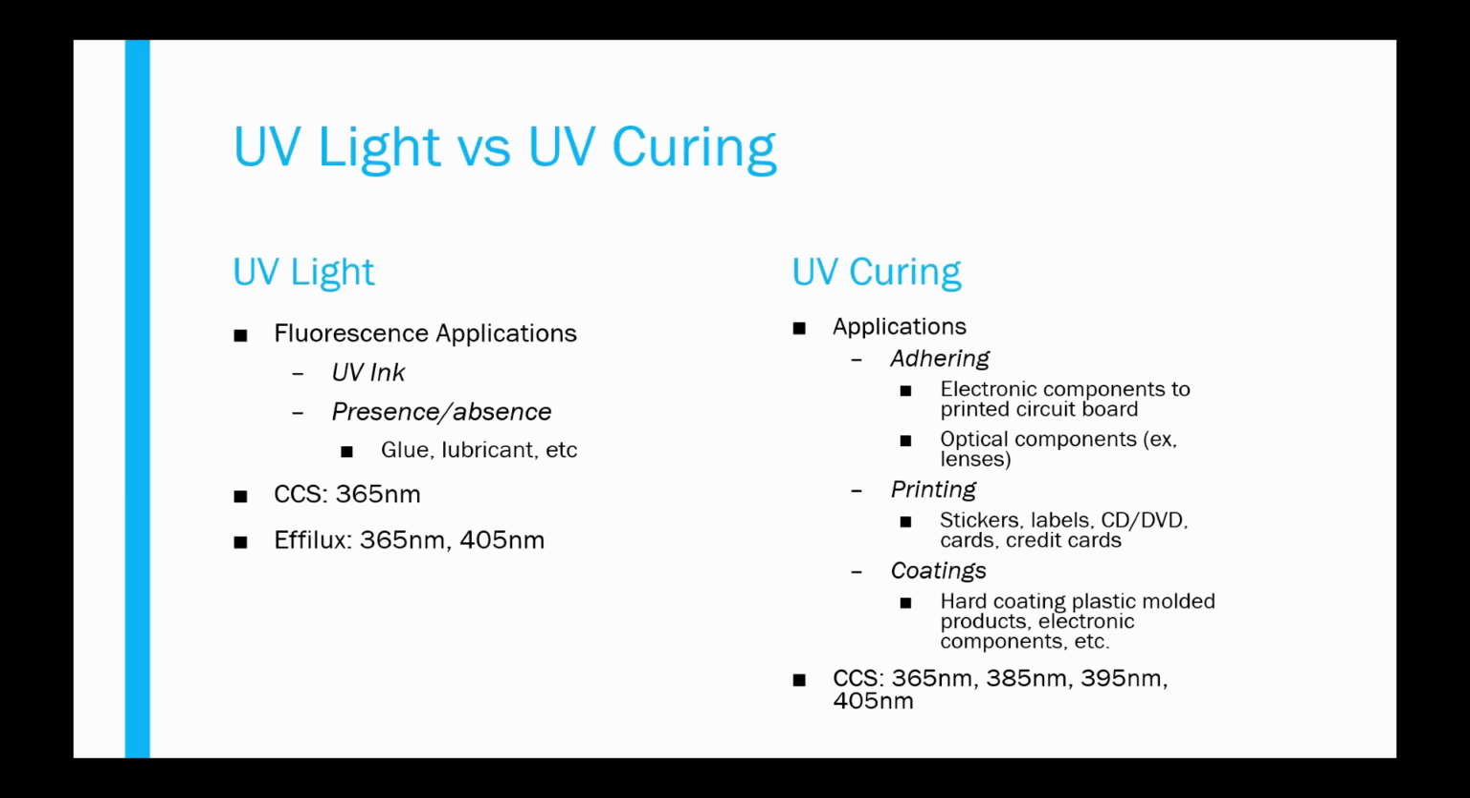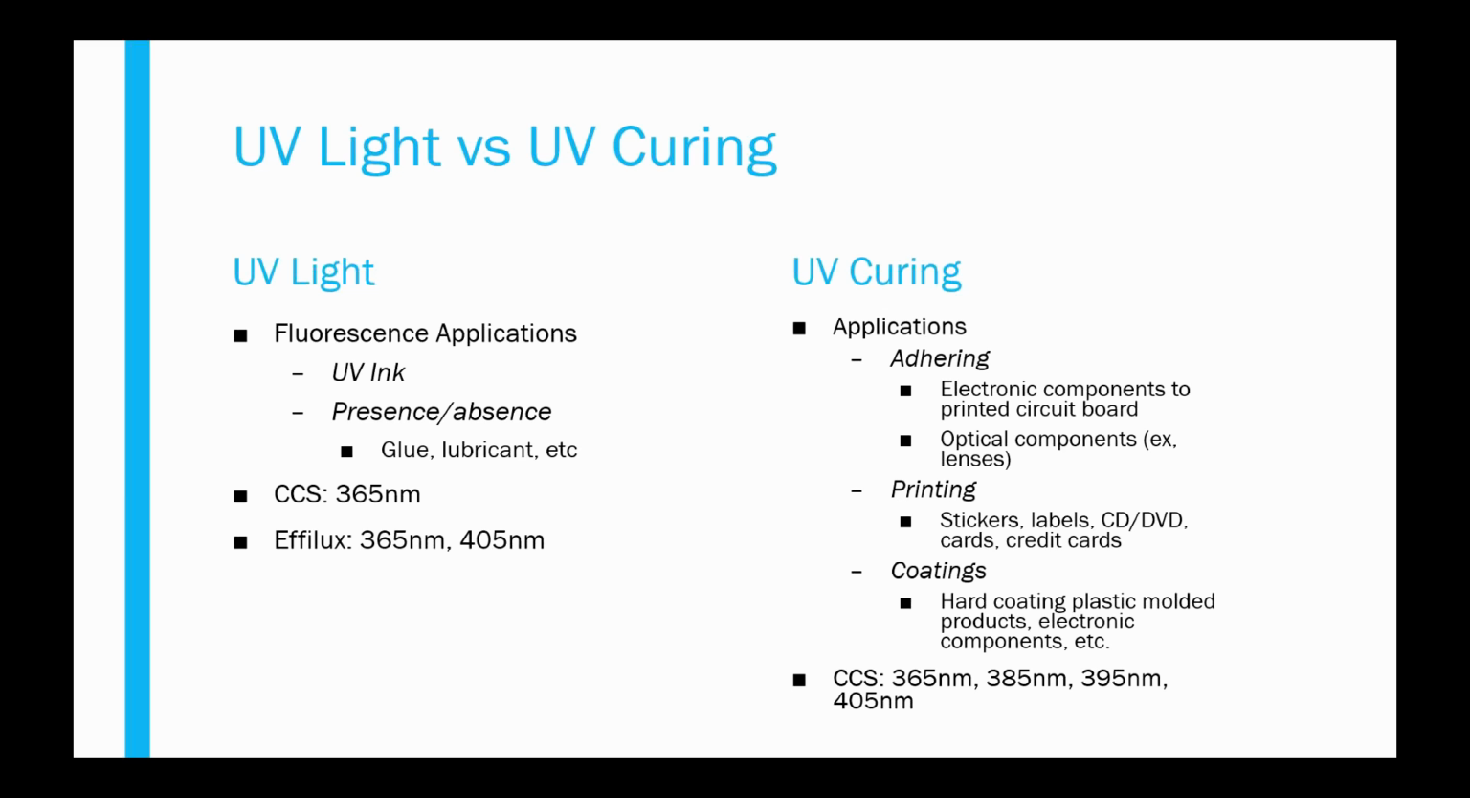So one thing I do want to touch on is the difference between UV lights and UV curing. CCS actually offers UV lights, and they now offer a UV curing line as well. Just to prevent confusion, I'll touch on what the difference is. UV lights are for fluorescence applications. Just went through them: UV ink, presence, absence, gears of lubricants, glue. CCS, we offer 365 nanometer wavelength, and FELux offers 365 nanometers and 405 nanometers.